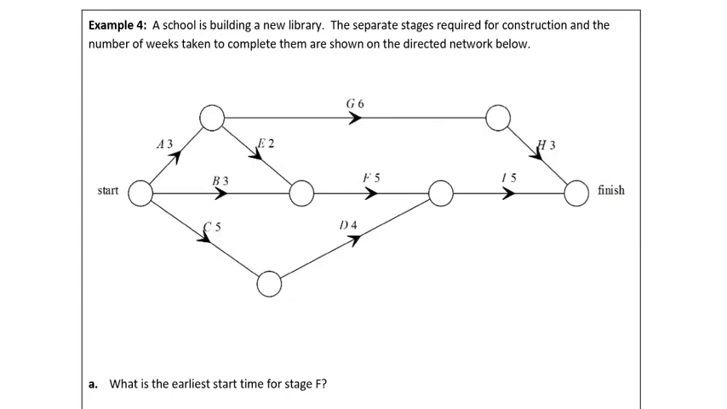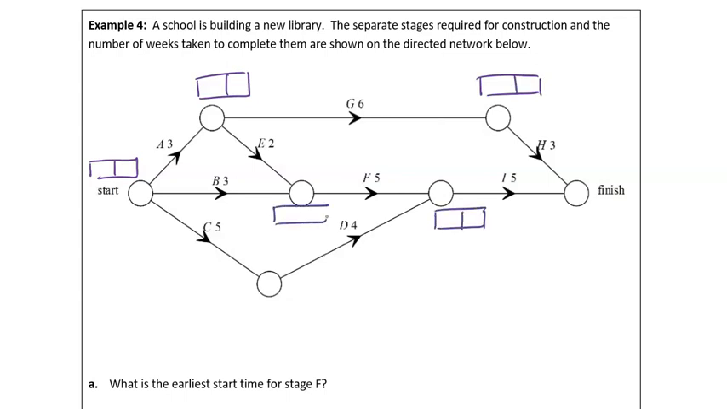But firstly, let's go through and answer the questions that are there. We're asked to find the earliest start time of F, what is the minimum time taken to build the library, and so on. In order to do that, we're going to need to do our forward and backward scanning. Despite crashing not necessarily needing this, we do need it for the forward and backward scan. So just a quick refresher on that. Remember, we're drawing boxes at each of our vertices so that we can note our earliest and latest start times.